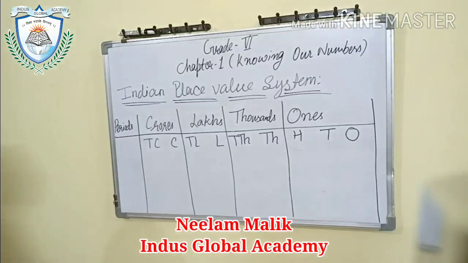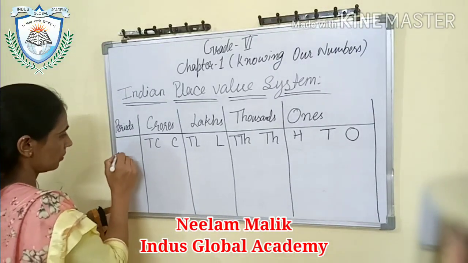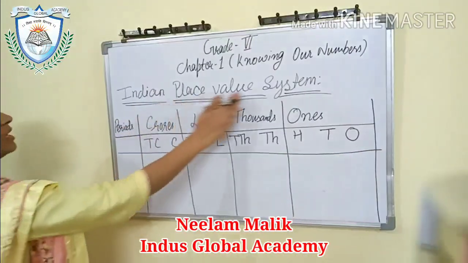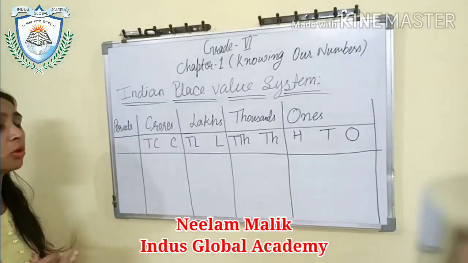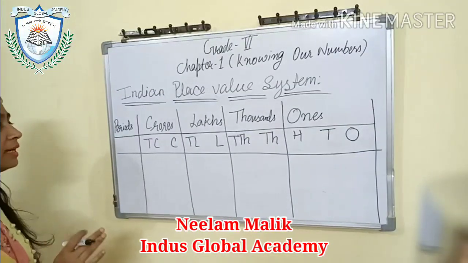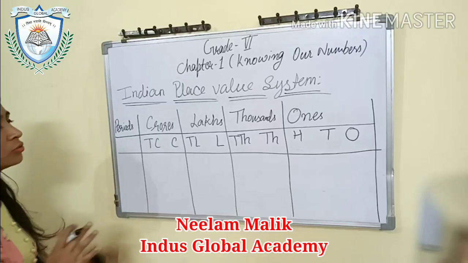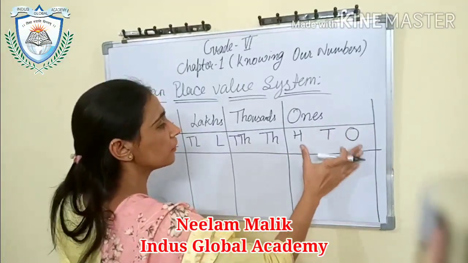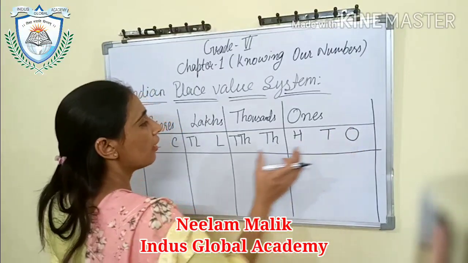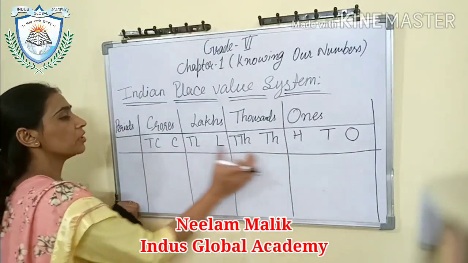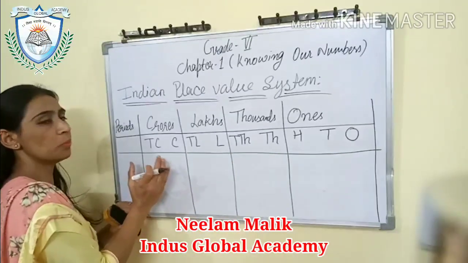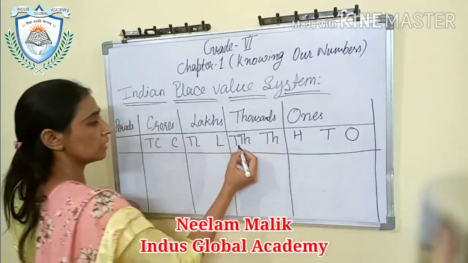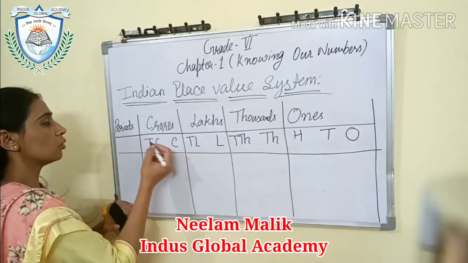Means in the Indian place value system, if any number is given to you and you have to put commas in that, you will start from the right hand side, and in the first period you will take 3 digits. After that in each and every period you will take two places or two digits. So there is ones, tens, 100, 1000, 10,000, lakh, 10 lakh, crore, 10 crore.